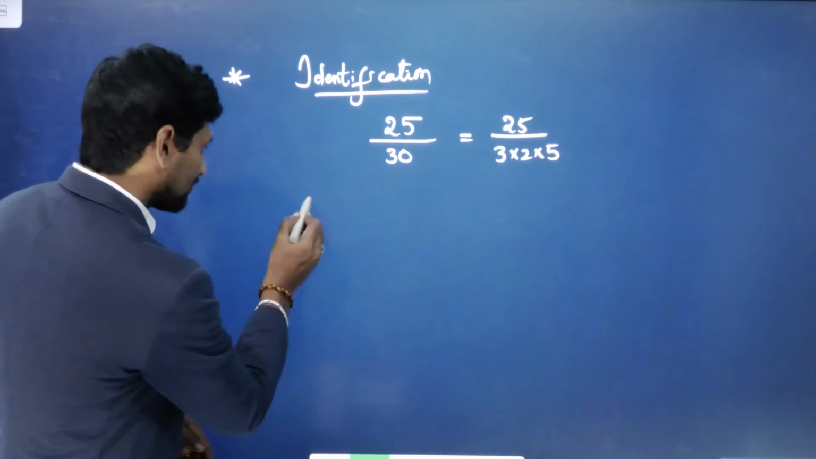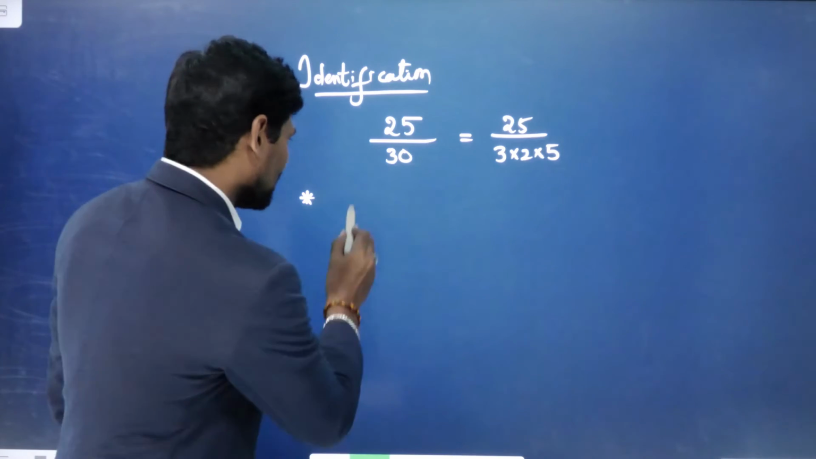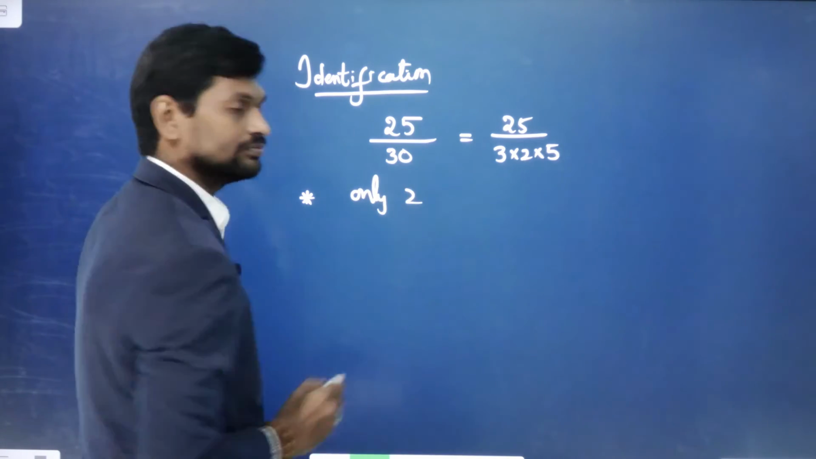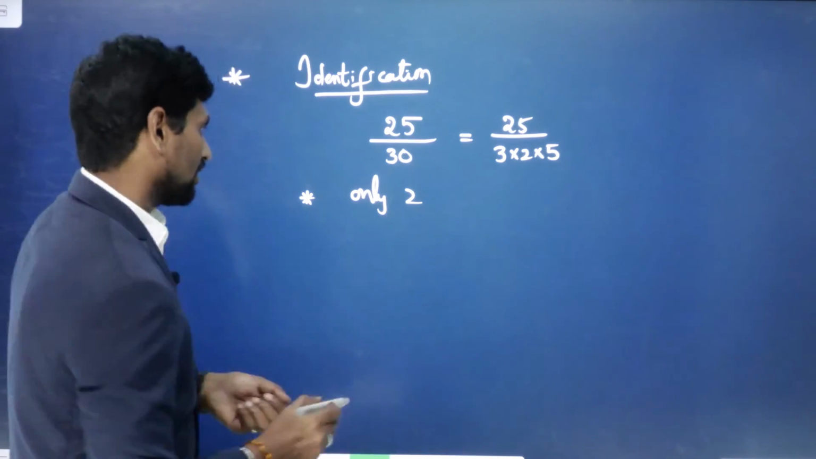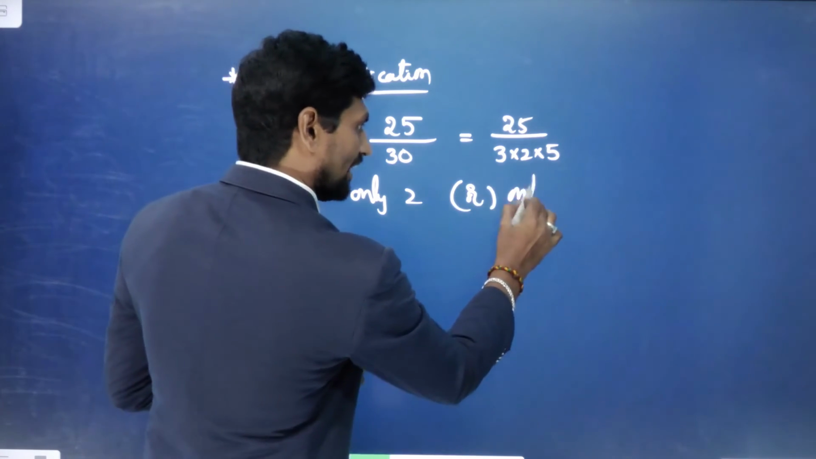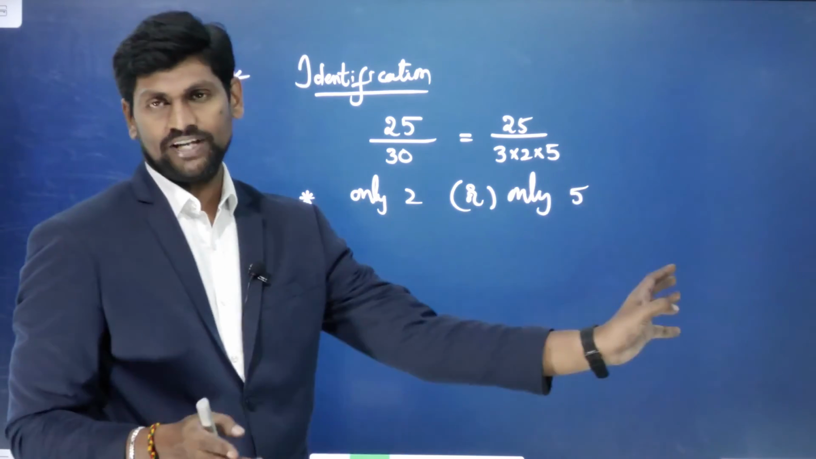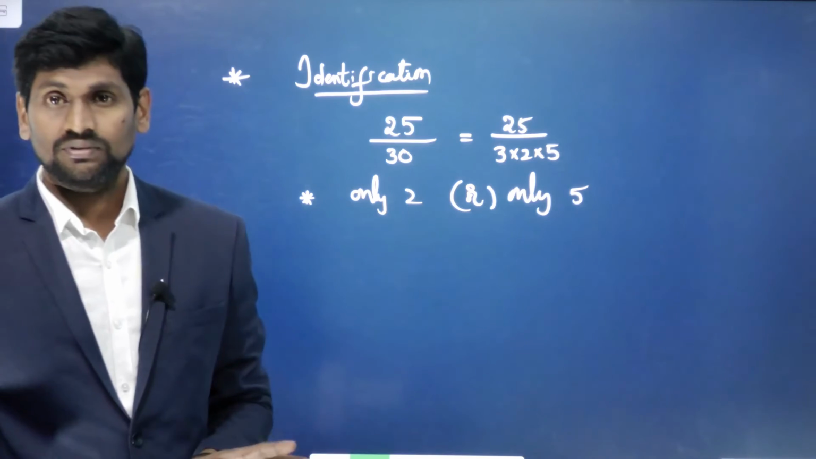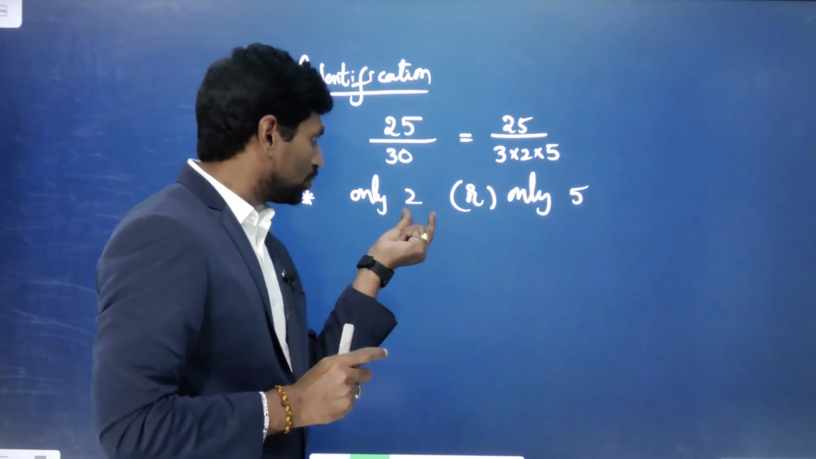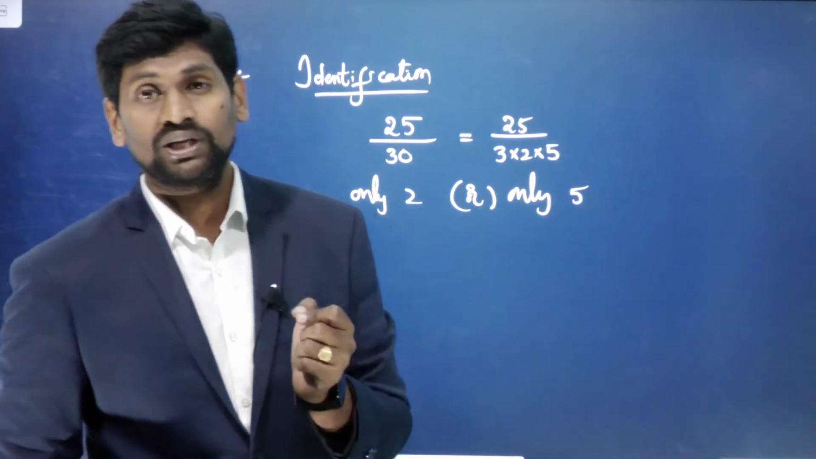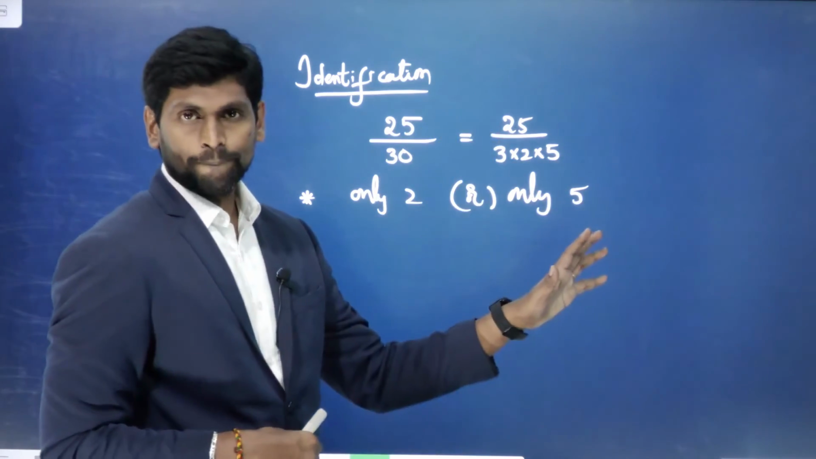Now here the trick is, the prime factorization of the denominator should contain only 2s, like 2 into 2 into 2, or only 2, or only 5s. We should have 2 or we should have 5, nothing else. If the prime factorization of the denominator has only the prime numbers 2 and 5, nothing else, then the rational number will be exactly terminated. Okay?